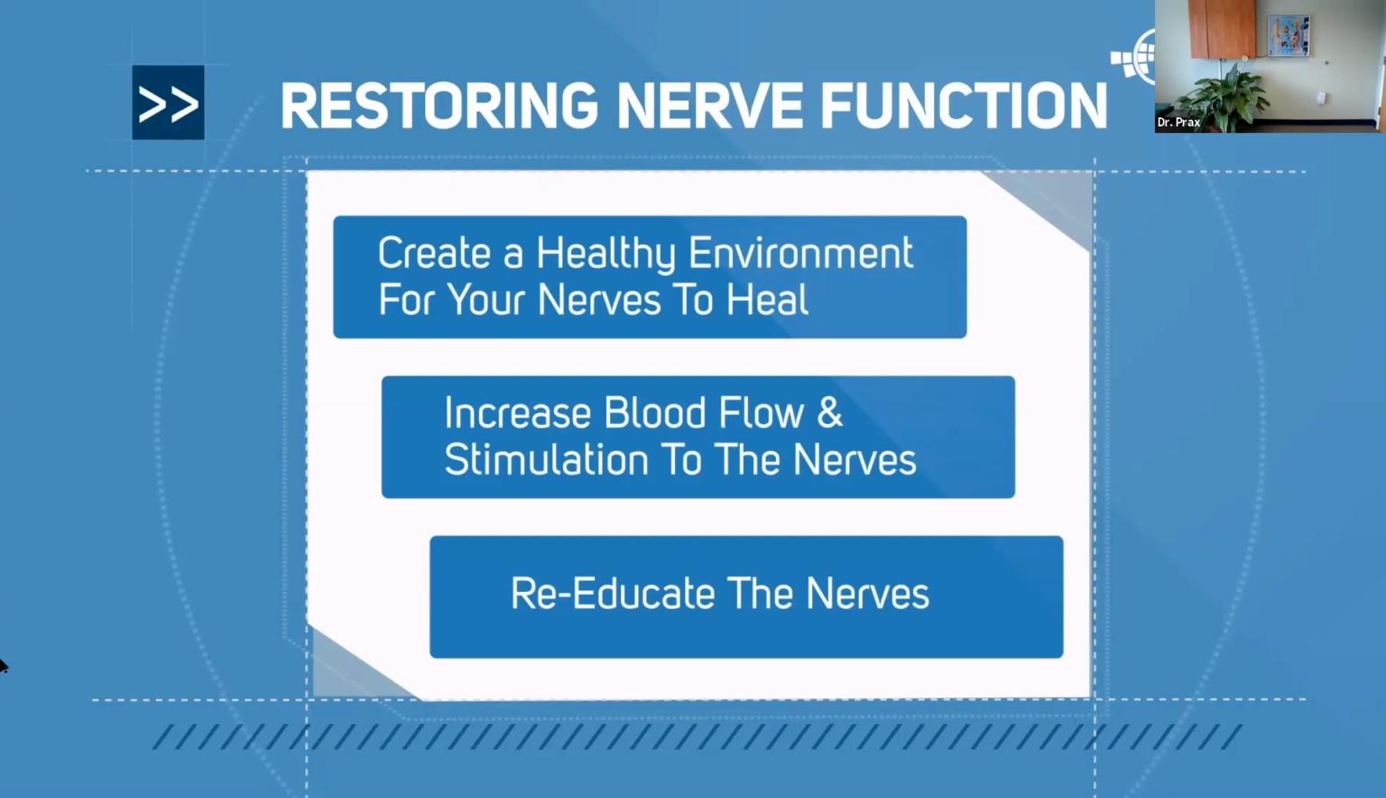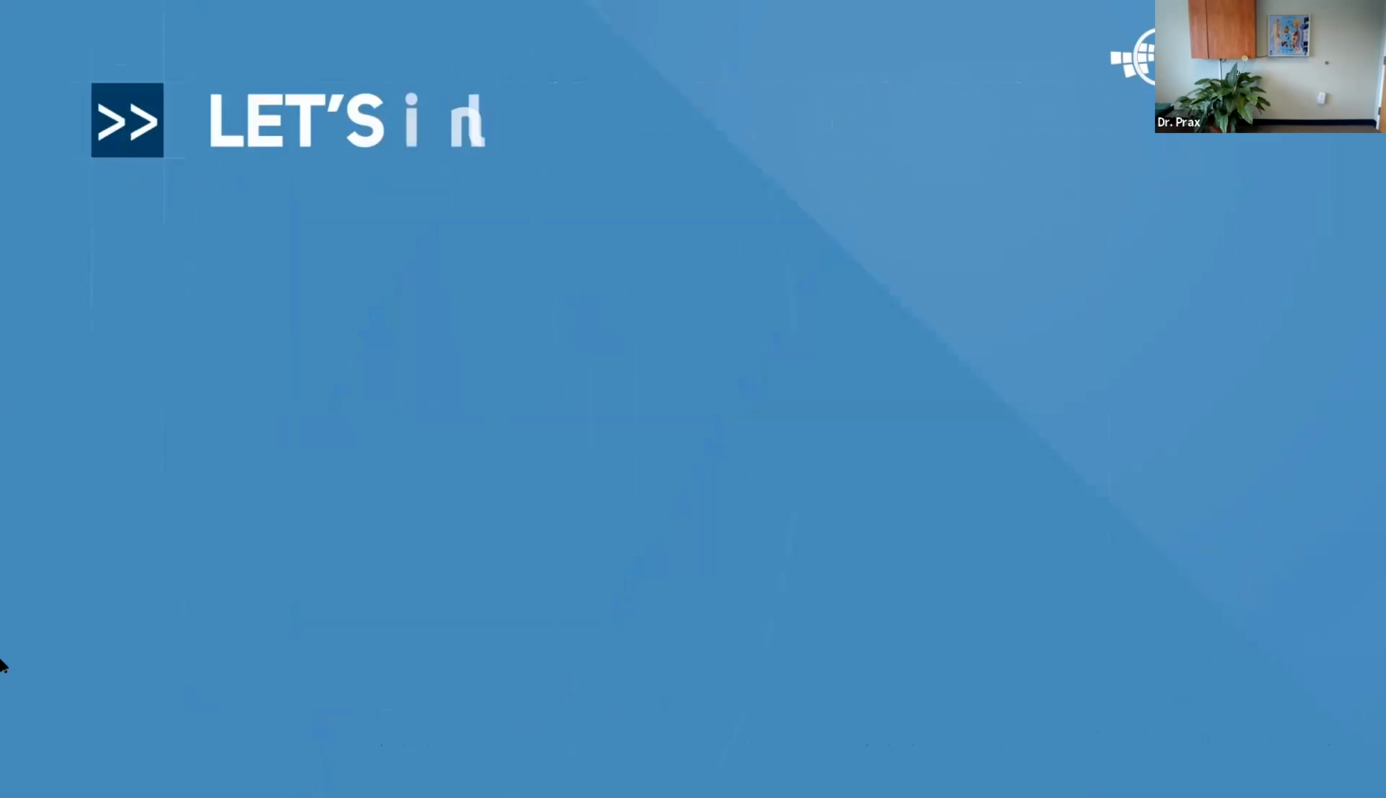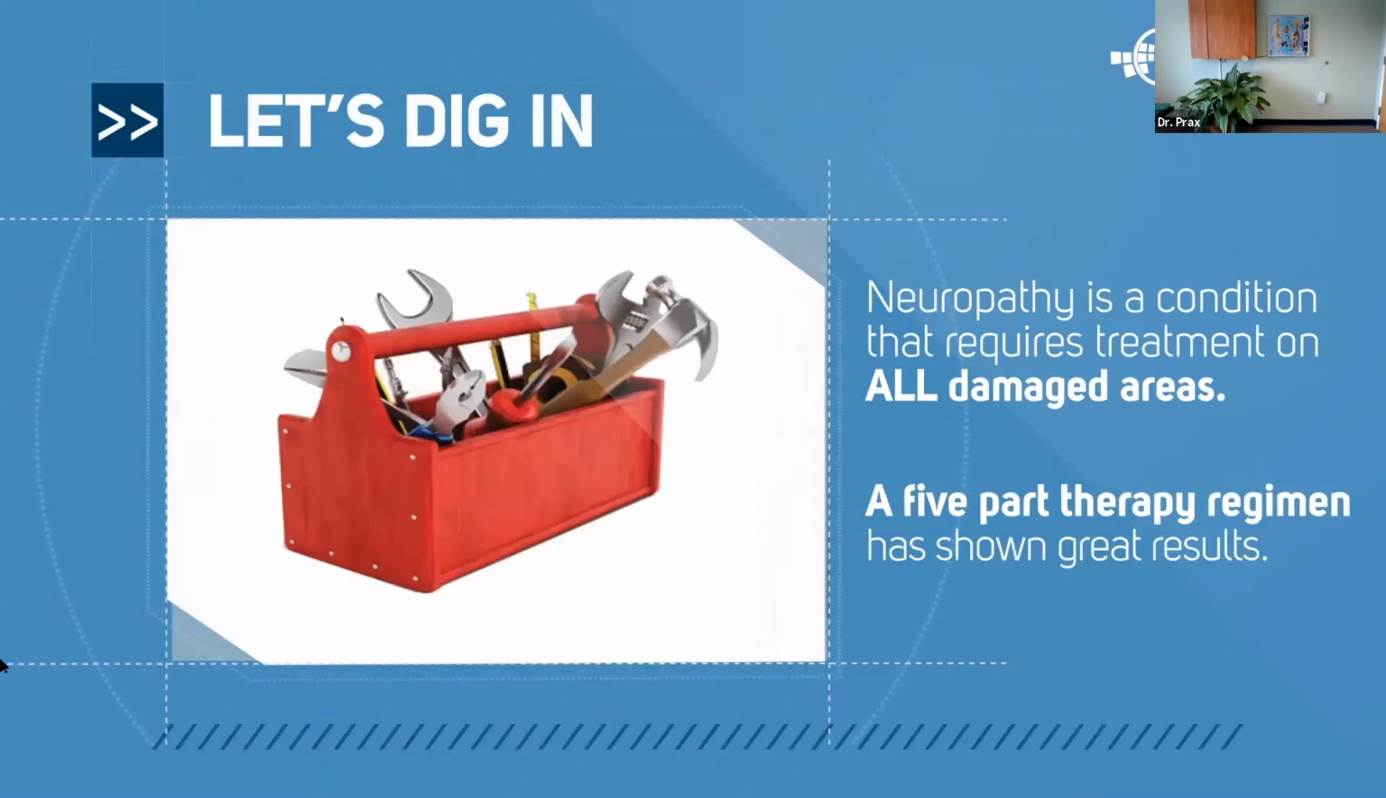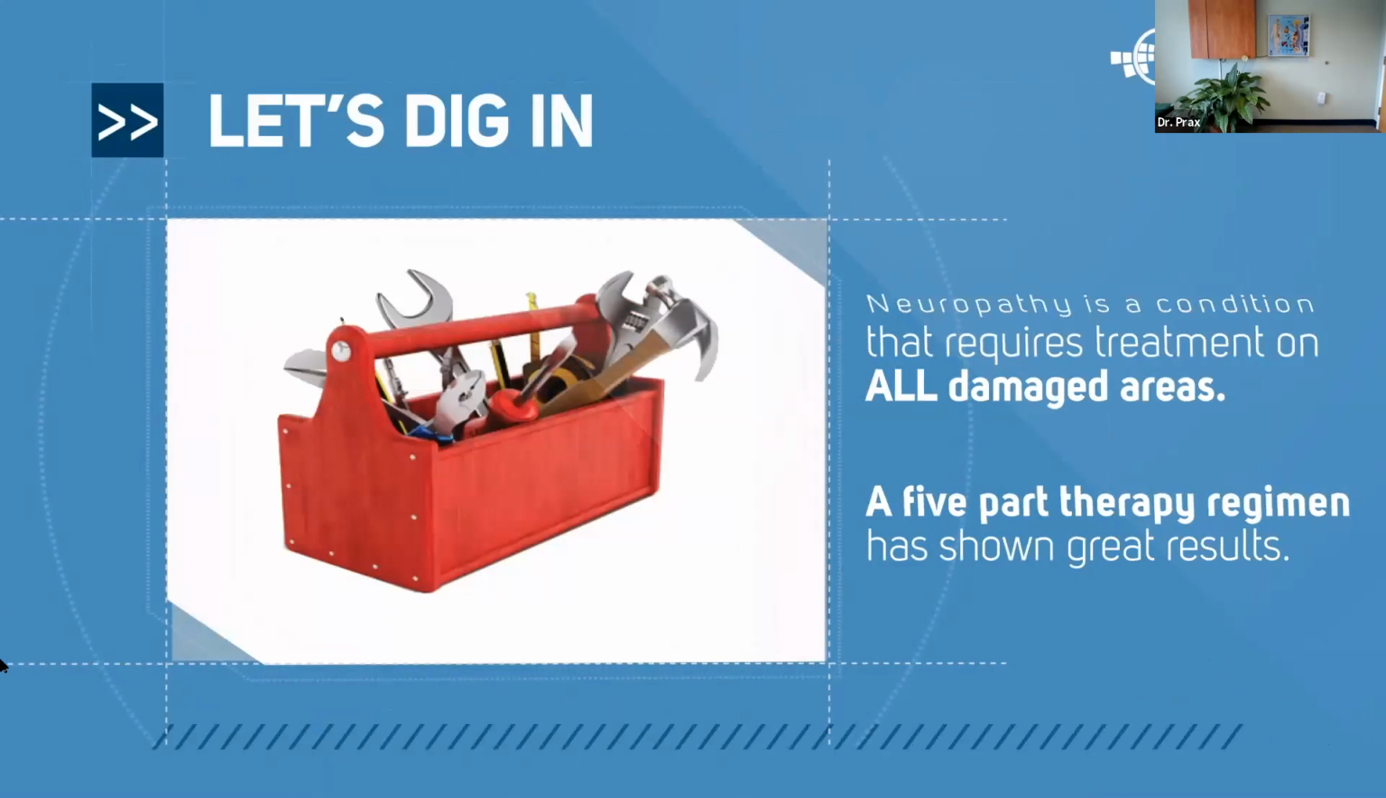And three, re-educating the nerves, helping them remember again how to properly function. So let's dig in. Neuropathy is a condition that requires treatment for all damaged areas. Fortunately, we have developed a 5-part therapy regimen that has shown great results for our patients. By leaving no stone unturned, we are able to guide your health toward normal again. Here's how we do it.